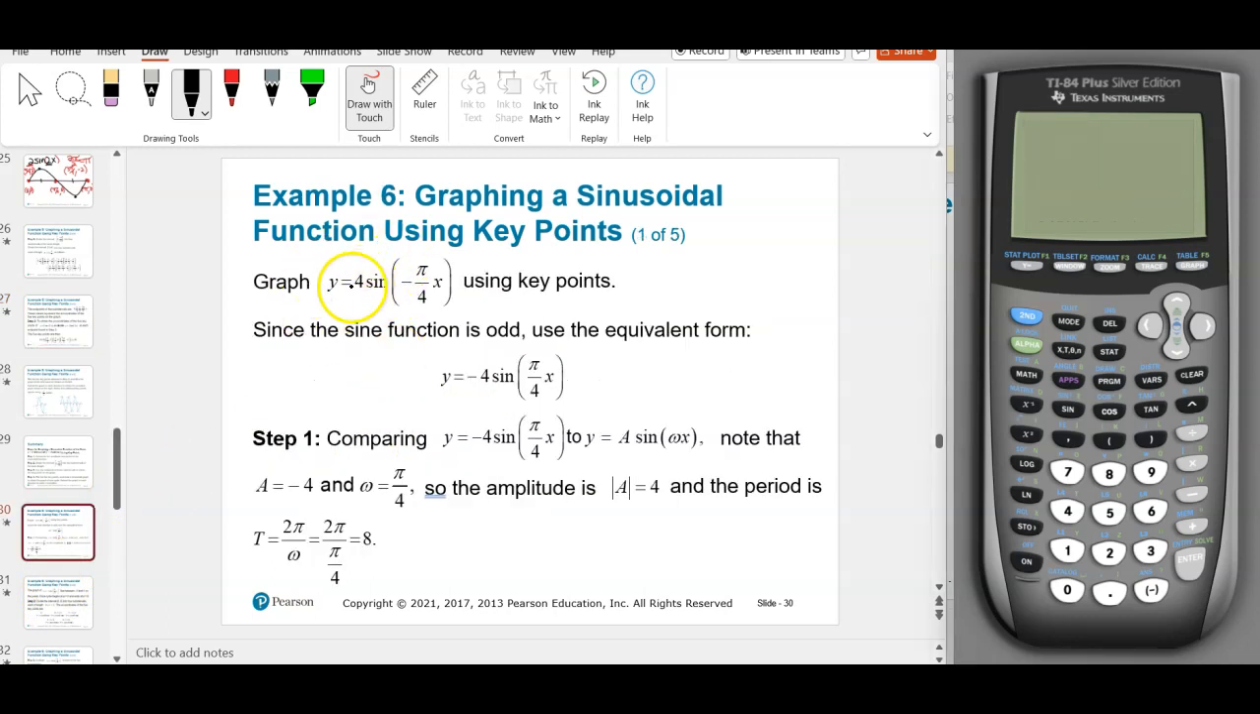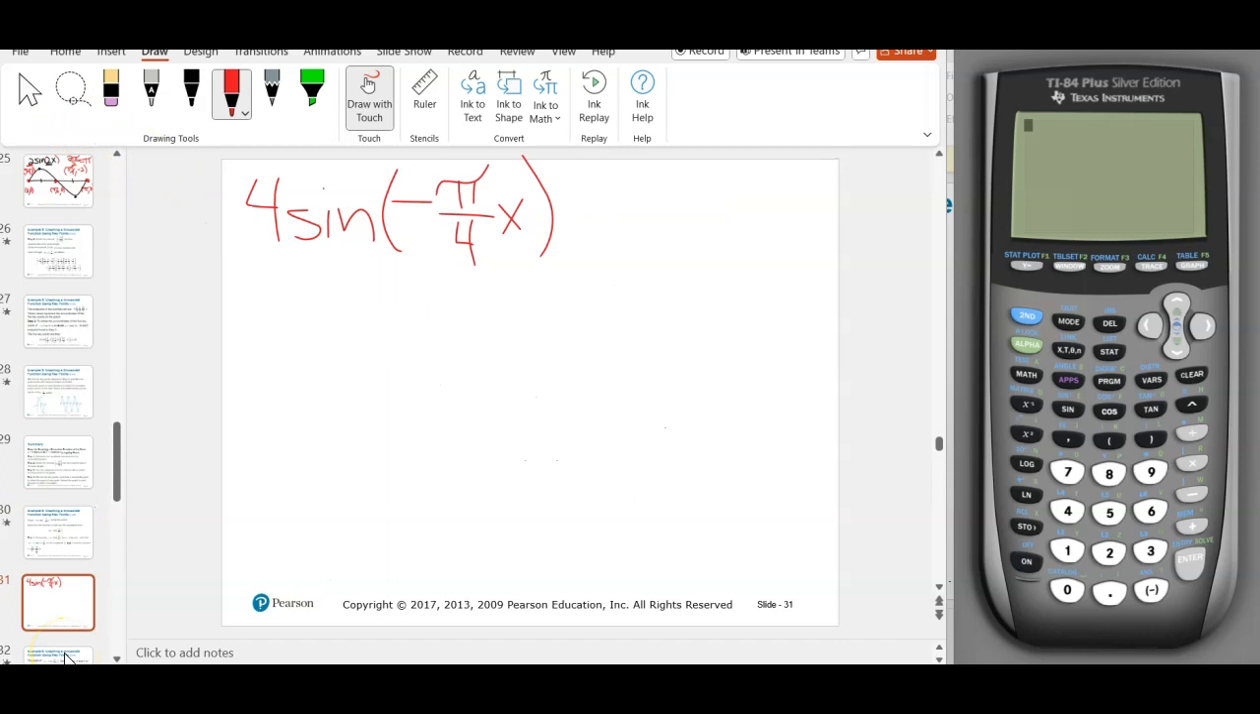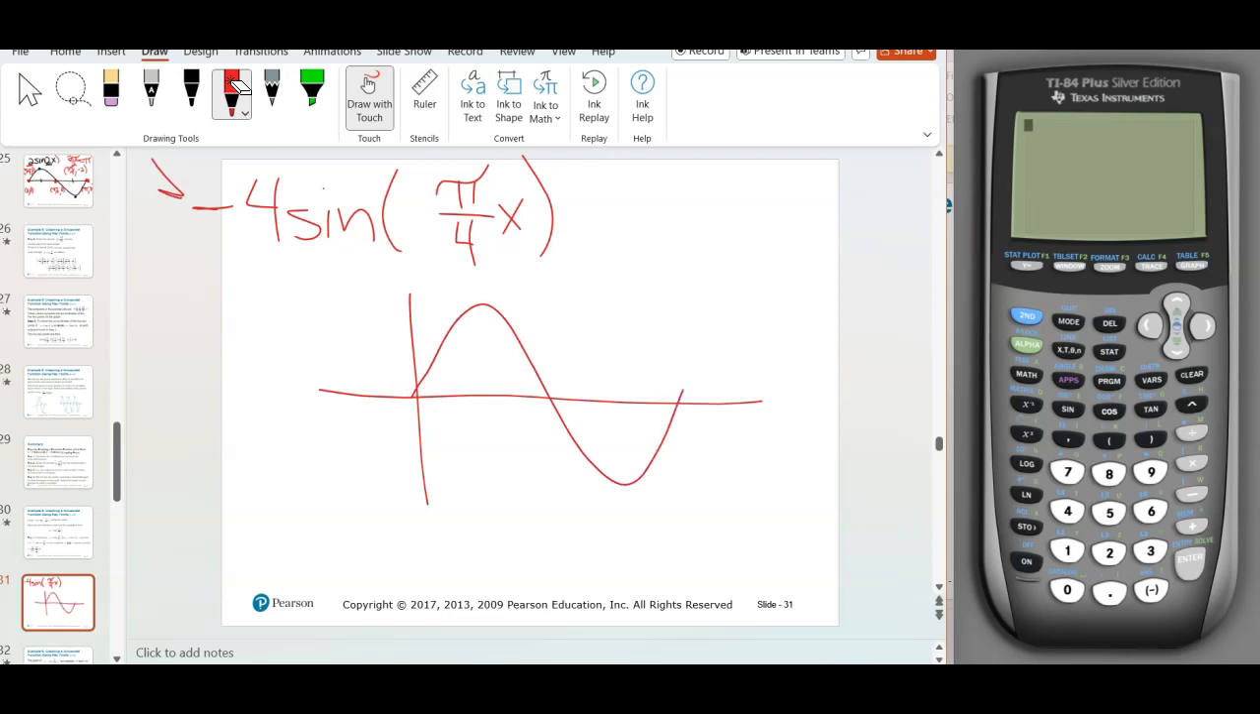All right, let's look at this function, 4 sine negative pi over 4x. The first thing I would do before I graph this one is use the odd property of the sine function. Take that negative out from the inside there and stick it out in front. So that's the odd property of the sine function. Now, instead of the sine function rising off its midline, because of this negative out front, it's going to initially fall. So that's what we're going to be plotting here.